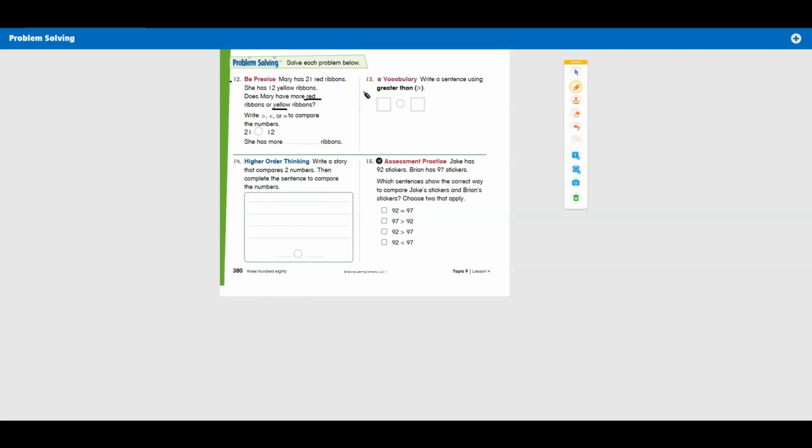For number 13, it says vocabulary. Write a sentence using greater than. It wants you to make up your own problem for number 13. Write 2 numbers in the box and use the greater than symbol in the circle. For example, I could write 12 is greater than 7. Now you write your own problem in this blank for number 13.